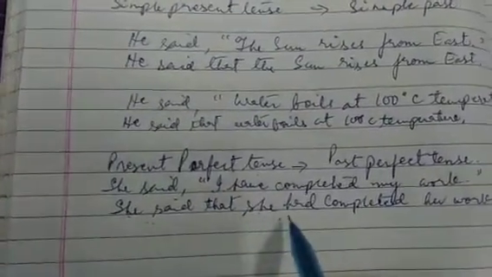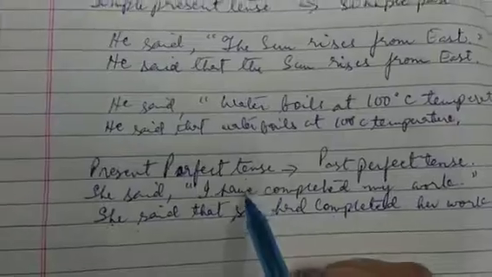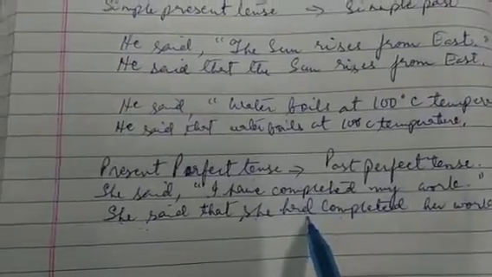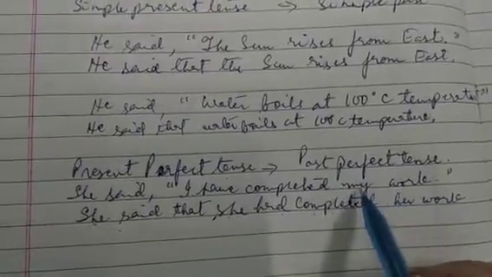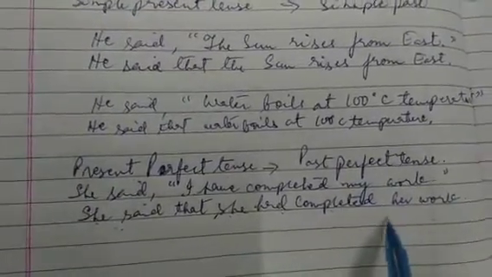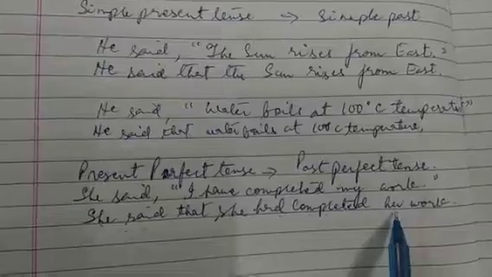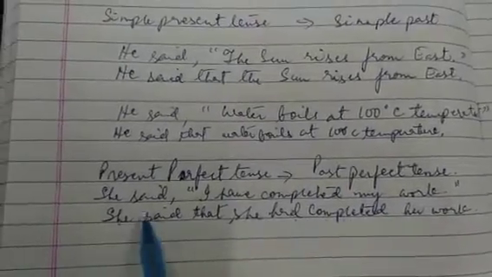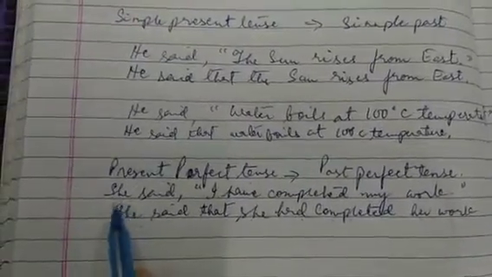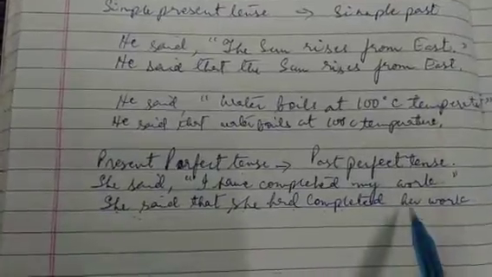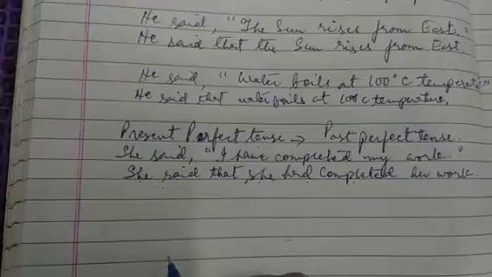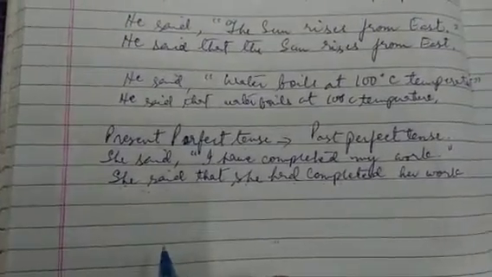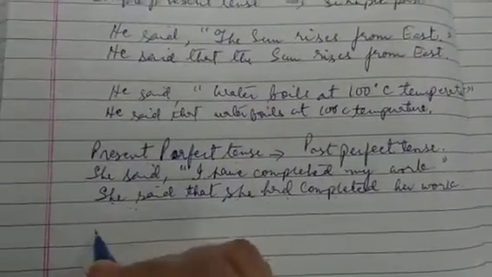She said that she had completed. Have completed, present perfect, changes into past perfect: had completed. We cannot write "my work." If we write "my work," it will mean your work. But we know this "my work" is actually her work, the speaker's work. So it becomes "her work" here, and full stop. So this is the change in the present perfect tense. Present perfect tense changes into past perfect tense.